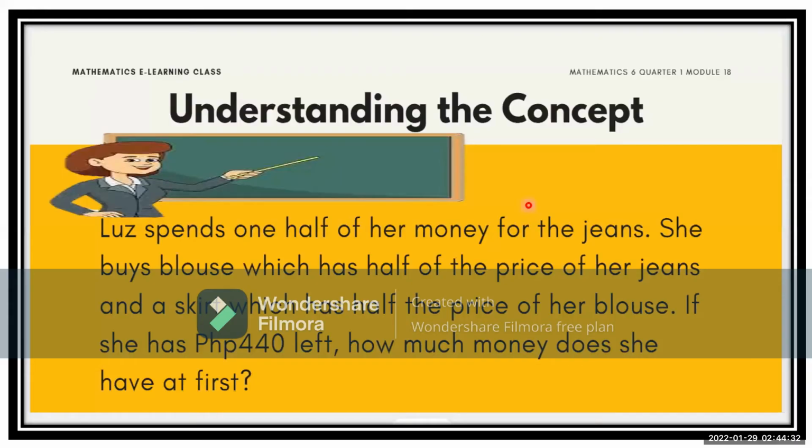Okay, so let's proceed to task number 3 in order to understand more about the concept of step word problems. Luz spends one half of her money for the jeans. She buys a blouse, which has half of the price of her jeans, and a skirt, which has half of the price of her blouse. If she has 440 pesos left, how much money did she have at first?